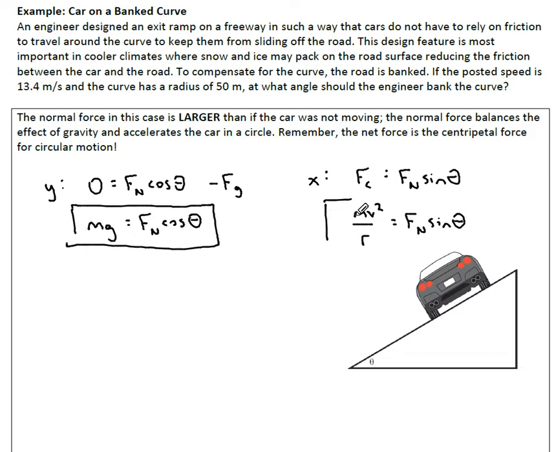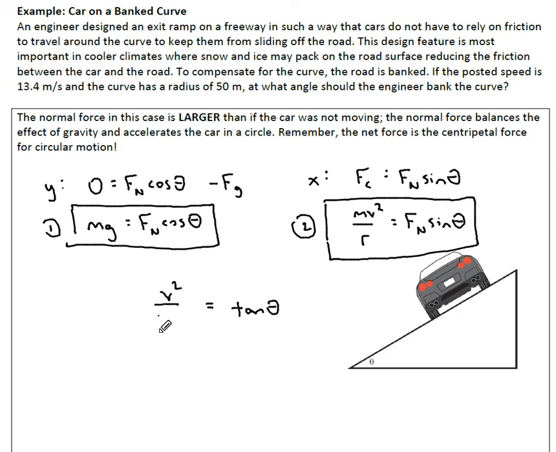Now it's just math. Can we solve these expressions? If we divide these two equations, I'm going to use the dividing method. I'm going to take equation 2 and divide it by equation 1. When I divide Fn sine theta by Fn cos theta, we end up with tan theta on the right side of the equation. On the left side, the masses cancel out, and we still have v squared over rg. That's what we get when we do a little bit of algebra to combine them.